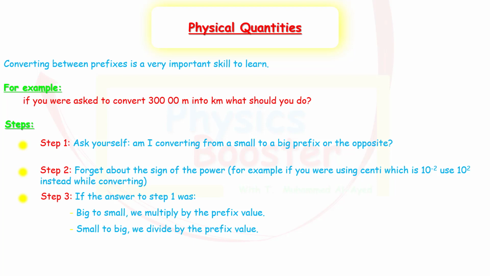Now, the second step is that I want to forget about the sign of the power. So we know that, for example, centimeter is 10 to the power negative 2. I will use 10 to the power 2. I will forget about the negative sign just for 1 second, okay? Now, step 3 says if the answer to step 1 is I'm transforming from big to small, we will multiply by the prefix value. But if I'm transforming from small to big, we will divide by the prefix value. Now, everything will become a lot more clear when we solve these problems.